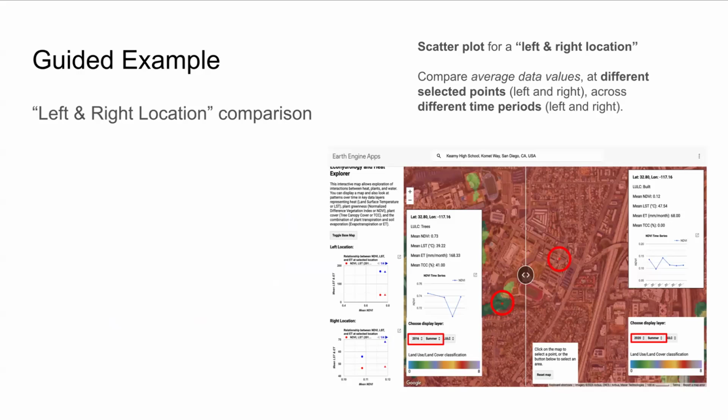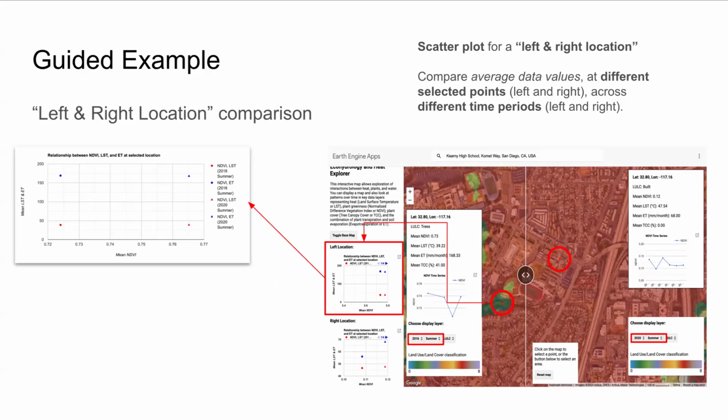Similarly, we can do 2 points, right? If you click 2 points, what you're going to get are average data values at 2 selected points across different time periods on the left and right. So I've got 2020 here, summer 2016 here, canyon point, school point. This time I'm collecting a point in the middle of the school.